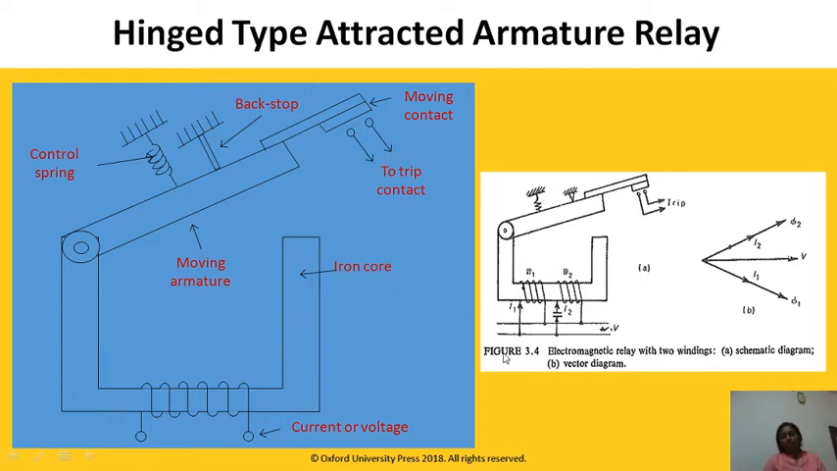Okay, here we may have two coils. If the input is AC, we can have two coils and these two fluxes. This I will explain in detail in our live lecture.